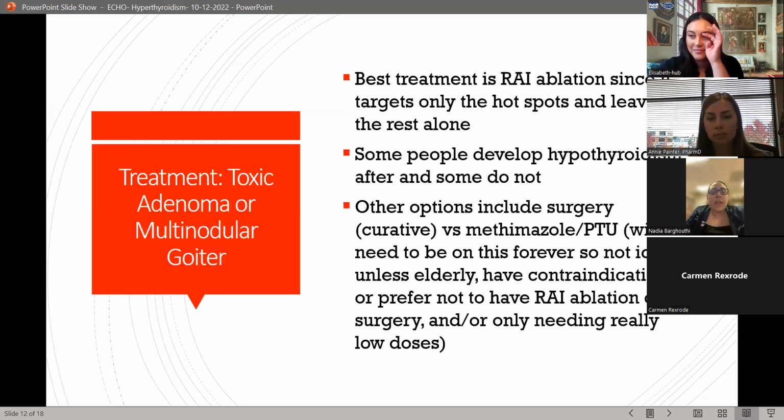For hot nodules, the best treatment is actually the radioactive iodine ablation, because it will target only the hot spots and leave the rest alone.